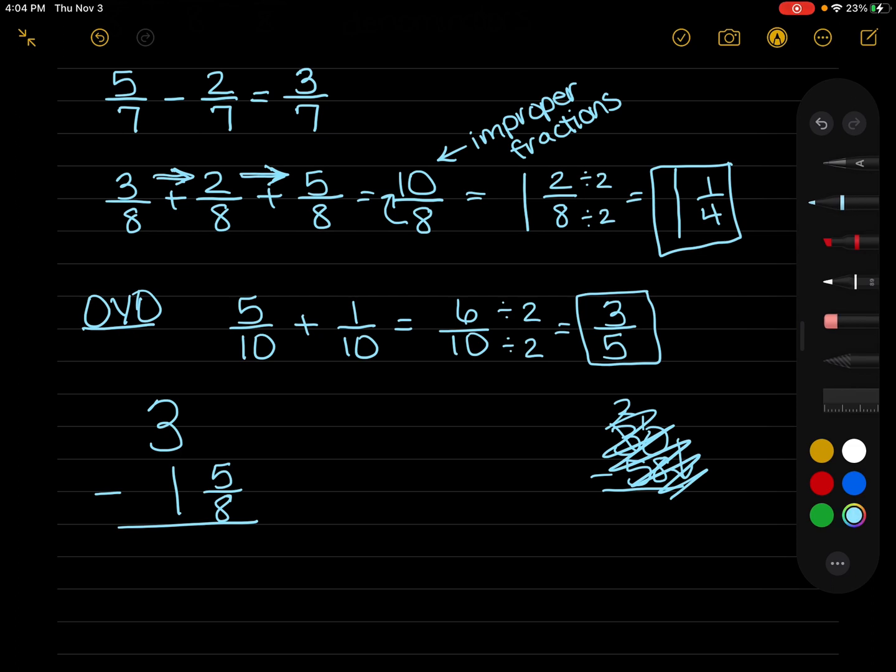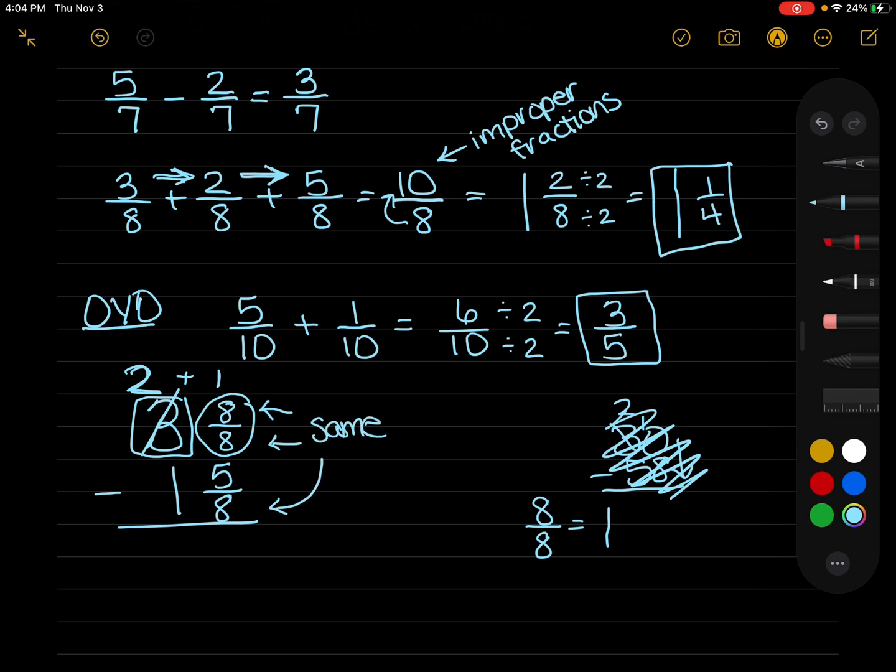So if I take 1 away from here, so this becomes a 2, well, that 1 can become an 8/8 for a fraction. If you simplify 8/8, 8 divided by 8, that equals 1, right? So this 8/8 is 1, so the 2 plus 1 gives you this 3. When you're borrowing, you're just going to take 1 away from your whole number, and then the numerator and denominator will be the same as this number. So these are all the same, okay?